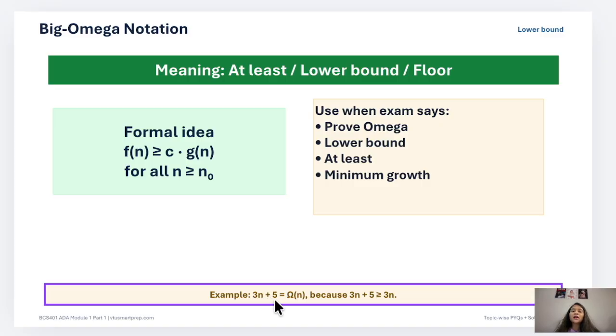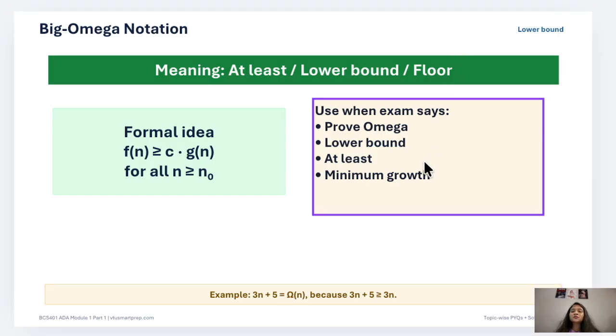So here 3 and 5 are constant values. So I am ignoring them and giving priority to the n. Okay, so Omega of n. So this example you can write for the big omega notation.